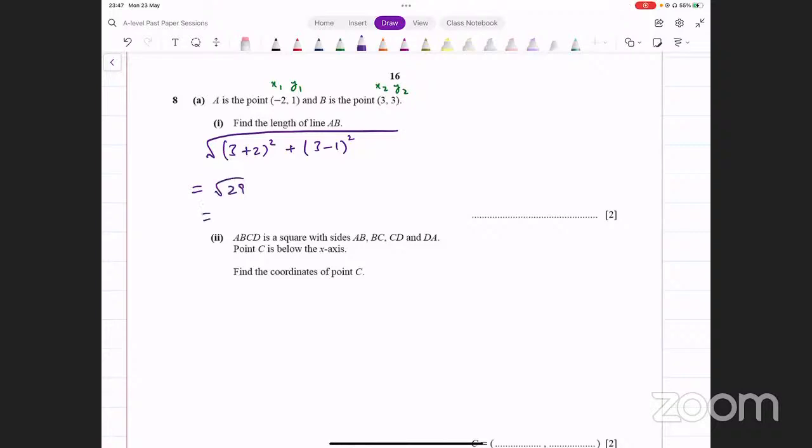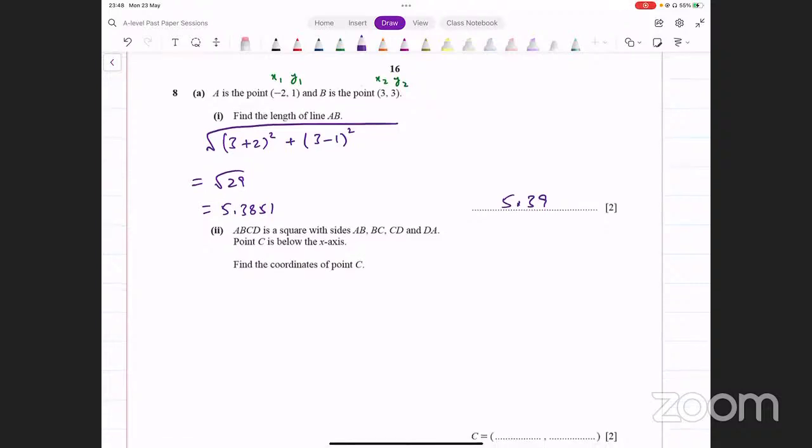And what does that turn out to be? That's 5.3851. You can round it off to 5.39, and that's your final result there. Okay. Achha. ABCD is a square with sides AB, BC, CD, and DA. Point C is below the x-axis. Find the coordinates of the point C.